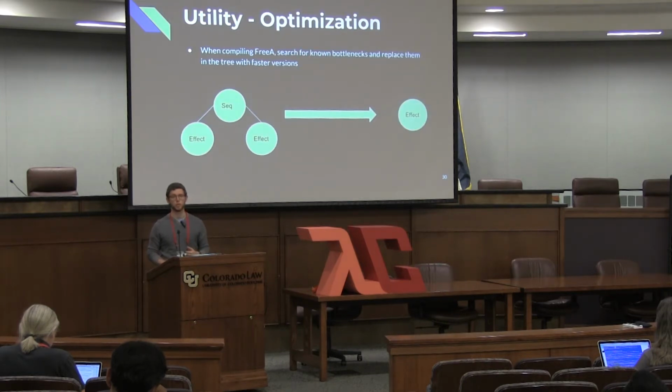Another place where this is useful is in optimizations. You can look over your entire free tree of all of your arrow operations, and then you can search for known bottlenecks. So let's say that I have 2 effects that I know about, and any place where those 2 things are sequenced together, it's slow. So I'm going to define something that is the combination of those 2 effects. And then any place where I see them in my program, I'm just going to replace them with a faster one.